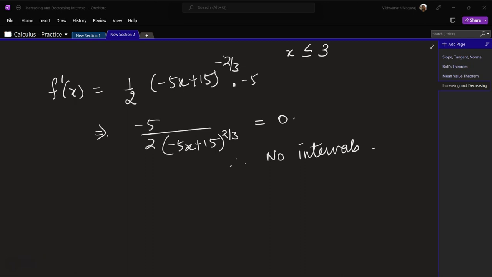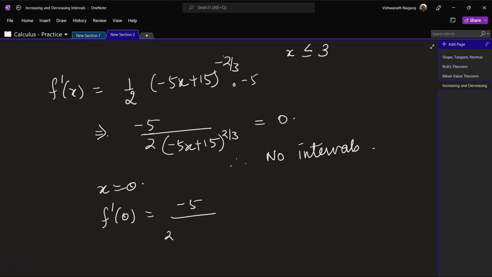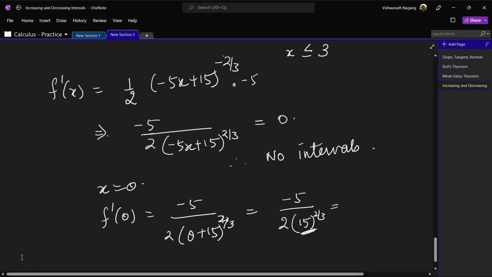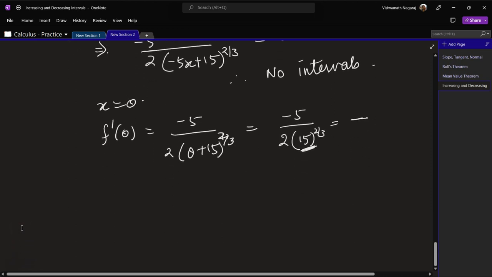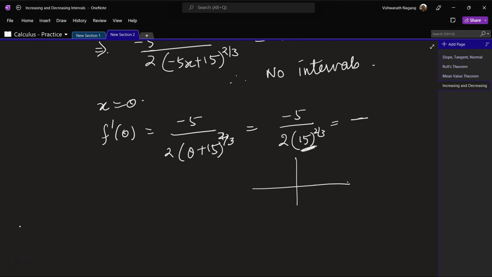Since there are no intervals, we can pick any point and the slope at that point will be the slope throughout. Okay, so let's say we pick x equal to 0. So f prime of 0 is equal to minus 5 by 3 times (0 plus 15) to the power of minus 2 by 3, which is equal to minus 5 by 3 times 15 to the power of minus 2 by 3. Now this is a square, so this will never be negative, which means that the slope is negative throughout. That is, it is descending or decreasing throughout. So the graph looks like this, right? Remember, it has to be less than or equal to 3. So let's say this is 3, then it will go something like this. It will always be decreasing.